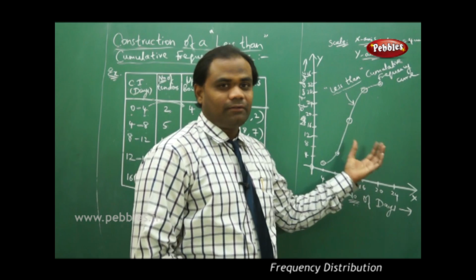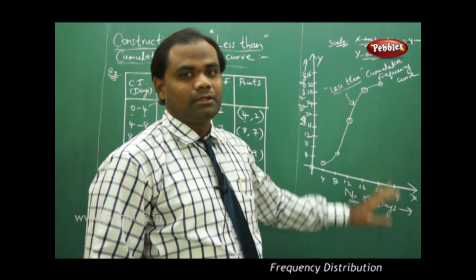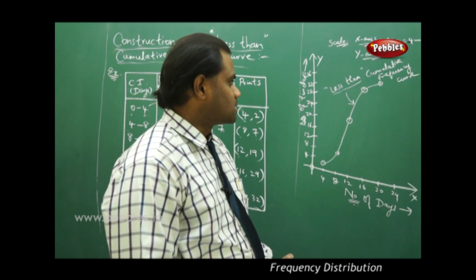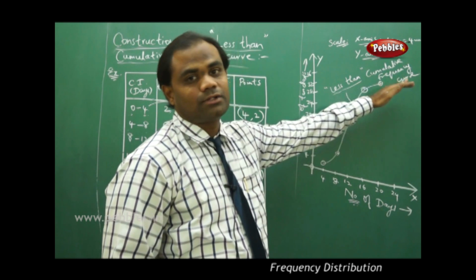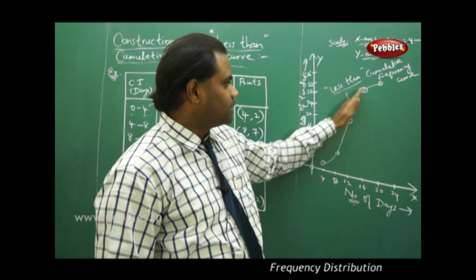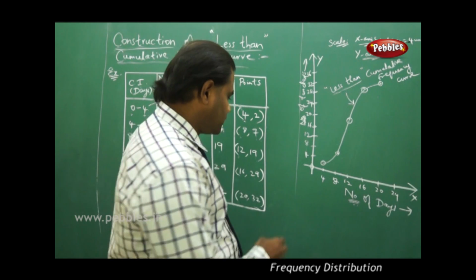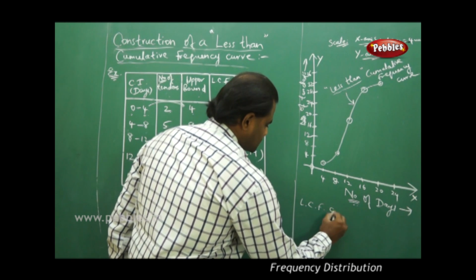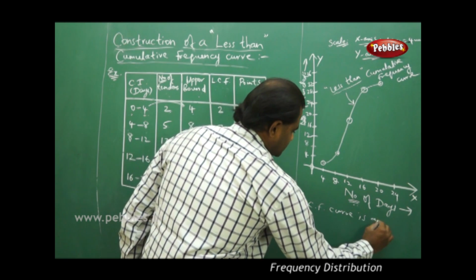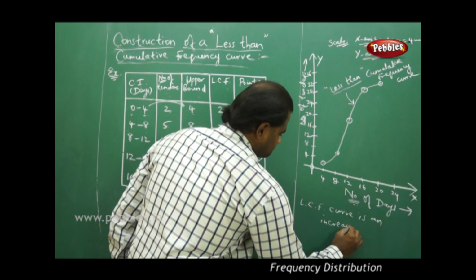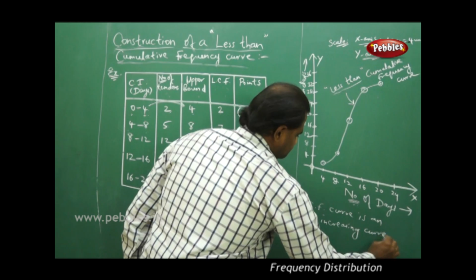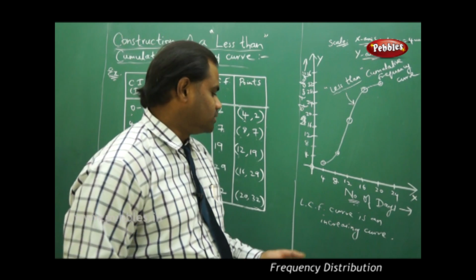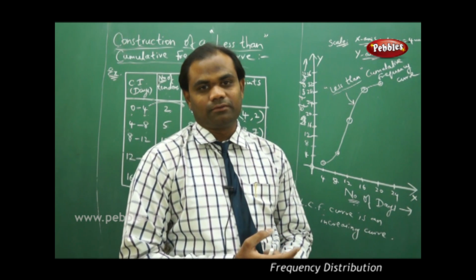As we have identified the less than cumulative frequency curve here, there's one important geometrical concept we identify: the less than cumulative frequency curve is always increasing. As you can see, when you start with the first point, the graph increases continuously. So the less than cumulative frequency curve is an increasing curve, and the greater than cumulative frequency curve would be a decreasing curve. This is how we distinguish the less than and greater than cumulative frequency curves.